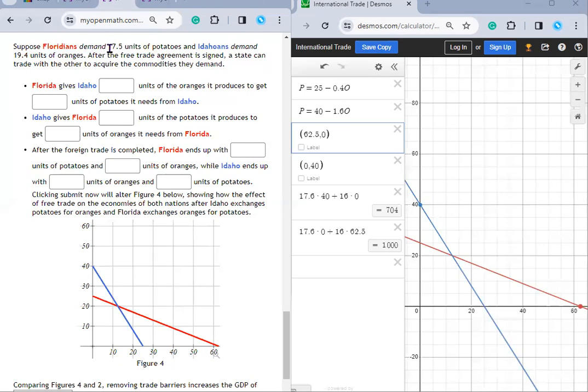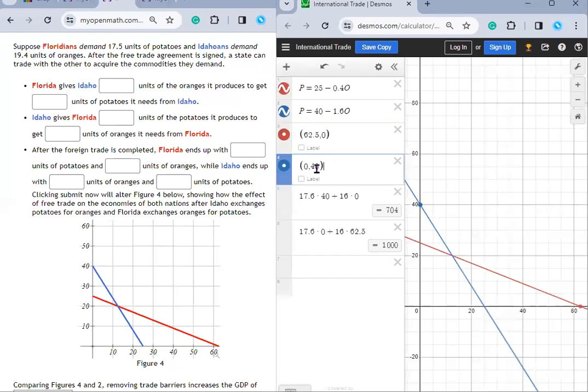Well, Florida demands 17.5 units of potatoes. Florida wants 17.5 potatoes, right? It was at 0. It produced 0, but it wants 17.5 potatoes, right? So we're going to add 17.5 to 0. This is what Florida produces. This is what Floridians demand, right? Now it's going to get that because Idaho is going to give up 17.5 potatoes, right?